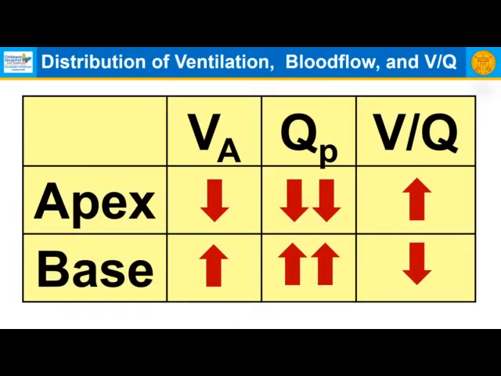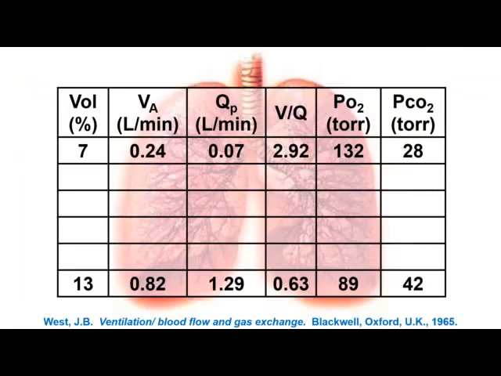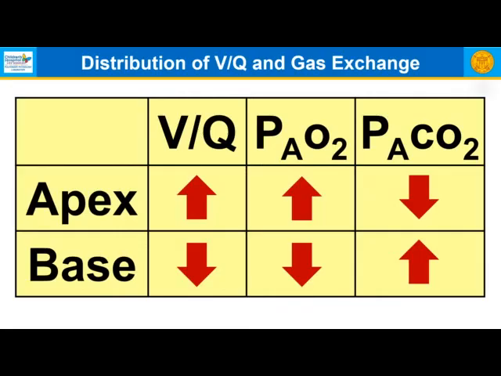Looking at it again, at the apex, ventilation is decreased, but perfusion is decreased more, so VQ is greater. At the base, ventilation is increased, but perfusion is increased more, so VQ is decreased. Remember, VQ determines gas exchange. So if we look at PO2 and PCO2 in the lung, PO2 is highest in the apex and lowest in the base. PCO2 is lowest in the apex and highest in the base, following the VQ differences. So again, at the apex, VQ is higher, PO2 higher, PCO2 lower. At the base, VQ is lower, PO2 lower, PCO2 higher.